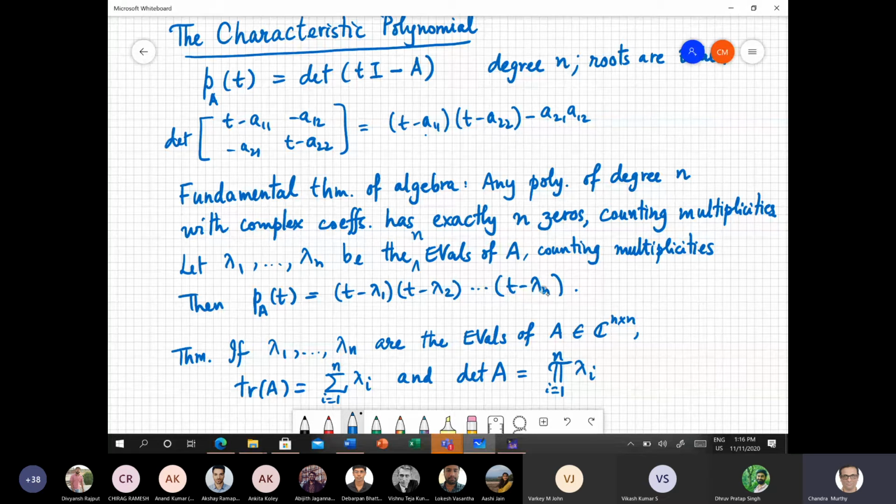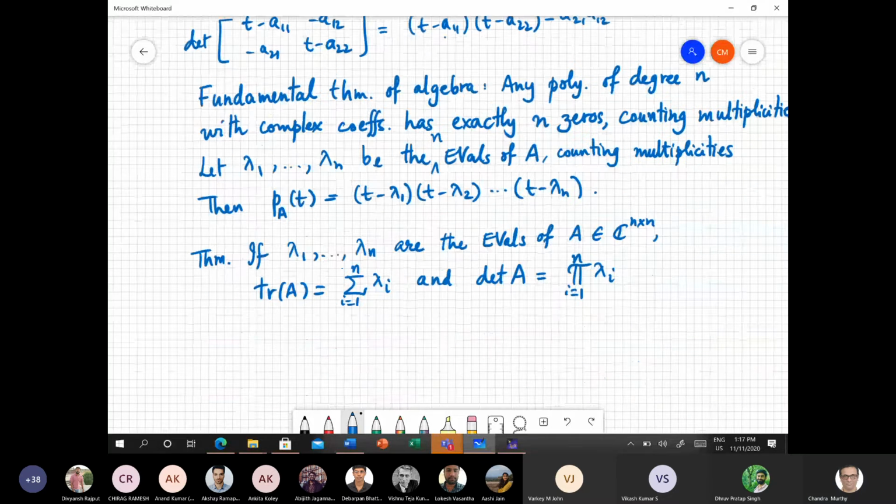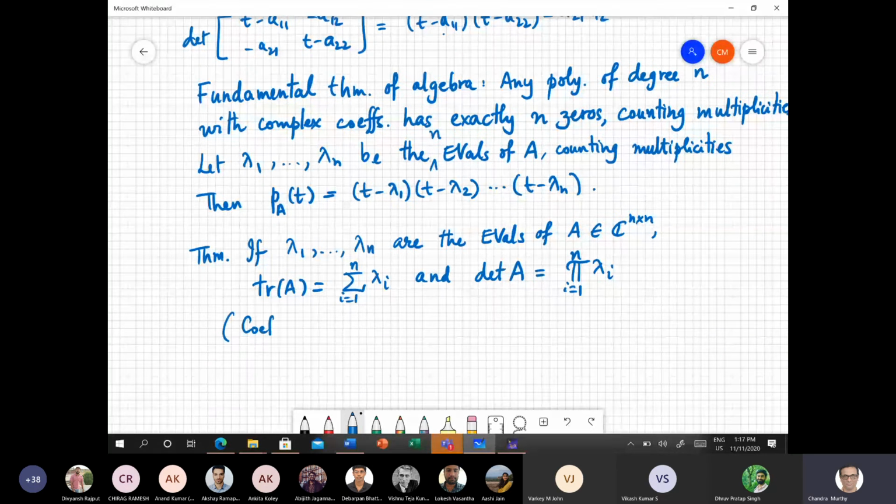And similarly, if I look at the coefficient of t power n minus 1 here, it's going to be minus lambda 1 minus lambda 2 up to minus lambda n. And here, I have minus of a11 plus a22, which is nothing but the negative trace of the matrix. So the negative trace of the matrix is the same as the negative sum of the eigenvalues, and so we have this part here. For the sake of completeness, I'll say here: coefficient of t to the n minus 1, and this is obtained by looking at the coefficient of t power 0, or the constant term. Or the other way is to set t equals 0.